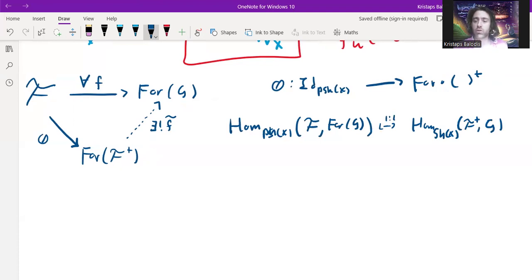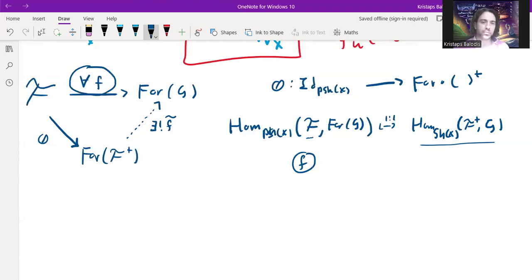So one direction of this bijection, well, one direction is easy, right? If you start at this set, we just defined all homomorphisms of sheaves to be homomorphisms of pre-sheaves. So well, but that's not, we don't have the F plus over here, right? So that's kind of the problem. But here's how the map works, right? Suppose that we had an F over here. Well, that's just this F over here, right?